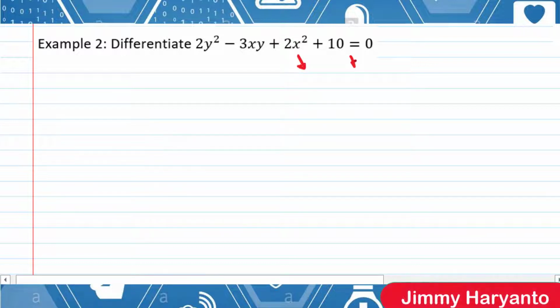Okay, first is the terms without y. We have 2x squared. It will be differentiated to 4x. Right? 2 times 2 equals to 4 and then minus 1 for the power, 2 minus 1 equals to 1 for x. And then the 10 will be differentiated into 0 of course. Ini tetap 0 ya. Oke, 10 jadinya 0.